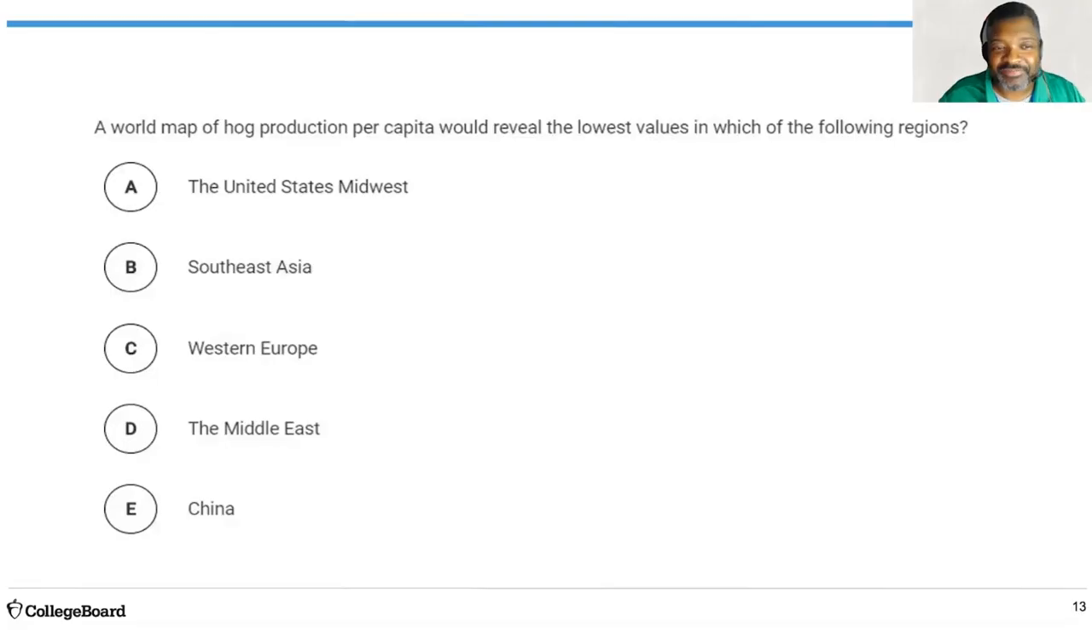Let's practice. I'll give you a minute to look at this question. A world map of hog production per capita would reveal the lowest values in which of the following regions?